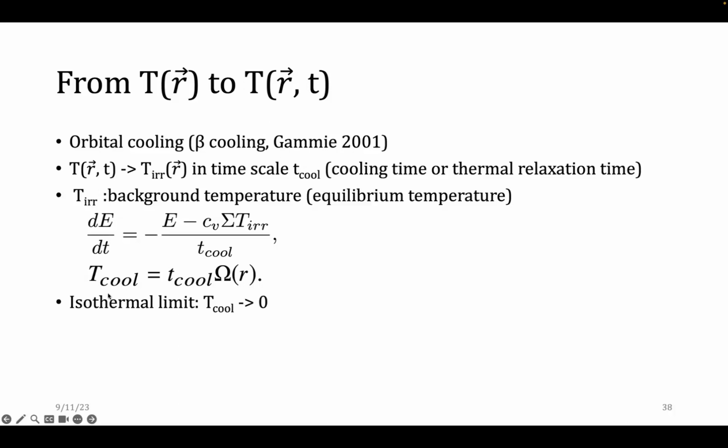When your T_cool is very small, that means your temperature will return to your background state immediately. If T_cool equals 0, that approaches the isothermal limit, meaning you always have a constant temperature throughout the disk, throughout time. The other limit is the adiabatic limit. When T_cool approaches infinity, that means your disk does not care about your background state anymore. The gas will be cooled off or heated up indefinitely.